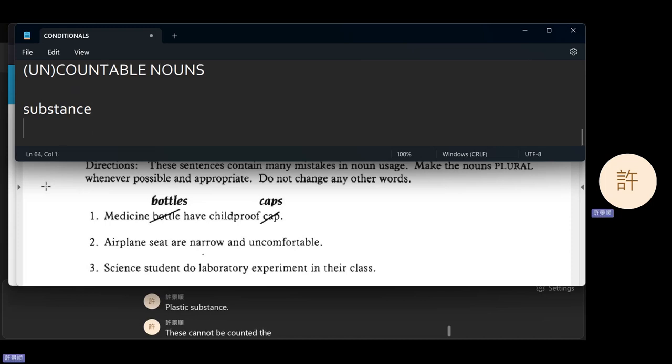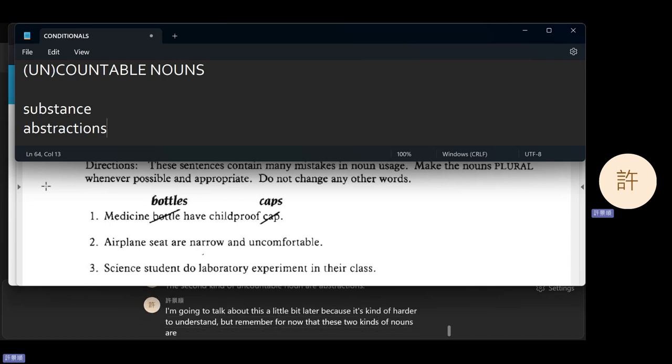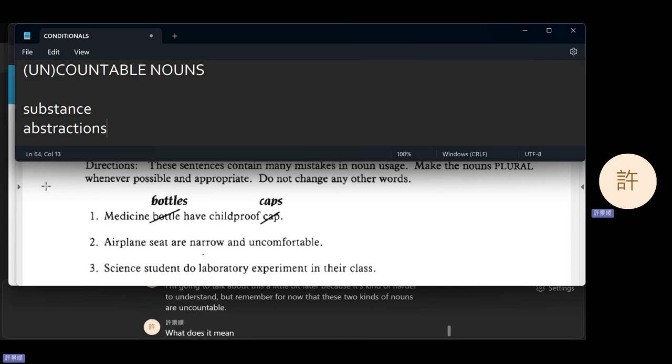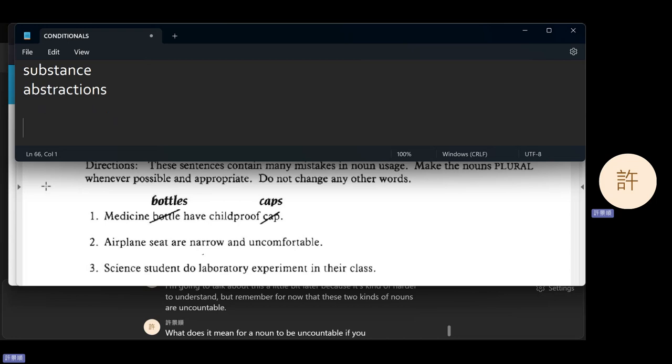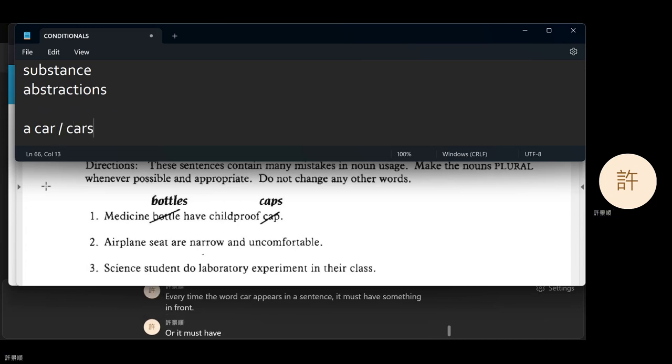The second kind of uncountable noun are abstractions. I'm going to talk about this a little bit later because it's kind of harder to understand. But remember for now that these two kinds of nouns are uncountable. What does it mean for a noun to be uncountable? If you have a countable noun, just for example, car, because it's short. Every time the word car appears in a sentence, it must have something in front, or it must have something behind. You cannot simply just throw the word car into a sentence.